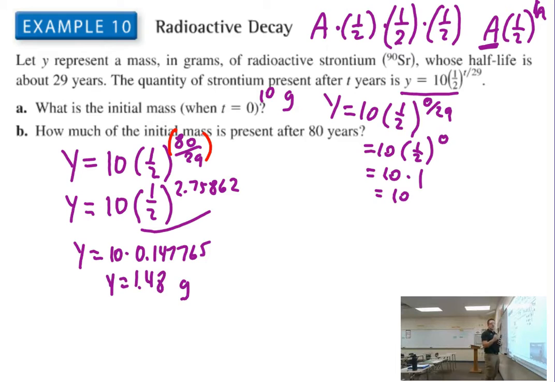This number is exponential decay, so it should be less than the start. Notice we are less than 10, so that's good. If you think about how many times 29 goes into 80, 80 divided by 29 was 2 and a bit. So with 2 half-lives, it would move down to 5 and then 2.5, and then we're a little less than 2.5. So this number seems to make sense.